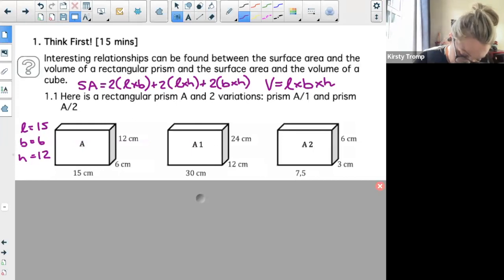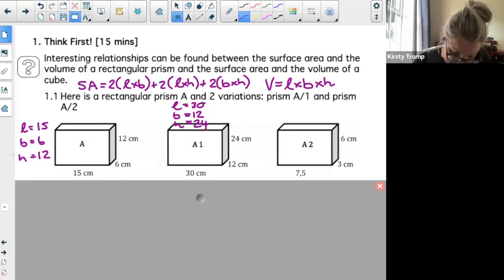For A1, I've got a length that's equal to 30. I've got a breadth that's equal to 12. And I've got a height that's equal to 24. And finally, for A2, I've got a length that's equal to 7.5. I've got a breadth that's equal to 3. And I've got a height that's equal to 6.